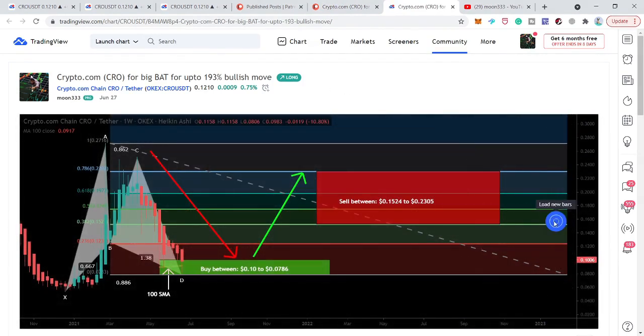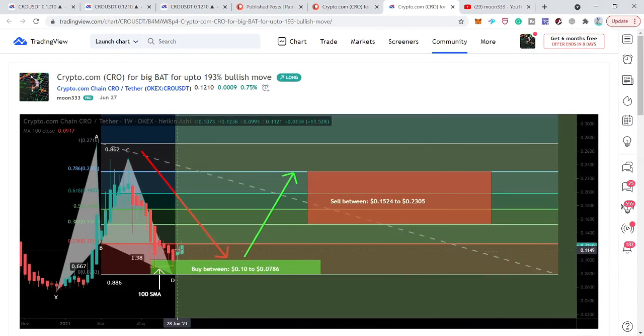Now, after playing the chart, we can see that so far it has rallied to 12.86 cents. Almost 29% it has rallied since I posted this idea.